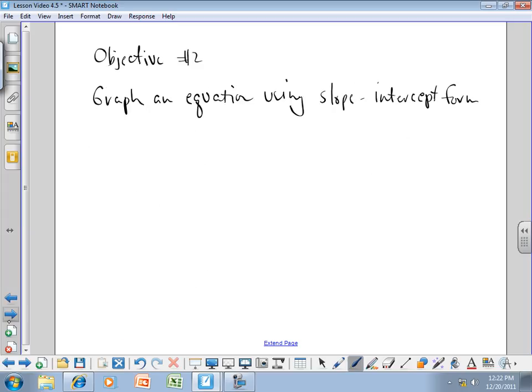All right? Well, the second objective is, then, if you've got something in slope-intercept form, you ought to be able to graph it. Okay? Look at this equation right here. Is it in slope-intercept form? No. The y is not by itself. We need to get rid of the 4x. How do we get rid of it? We subtract 4x. Okay? So y equals, and watch this, negative 4x plus 2.